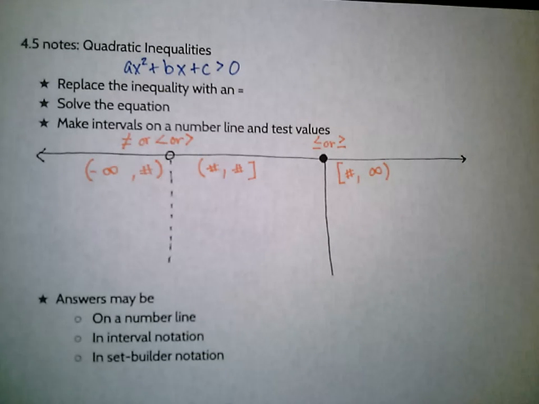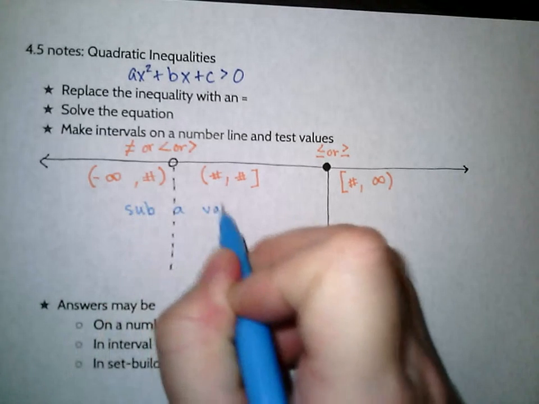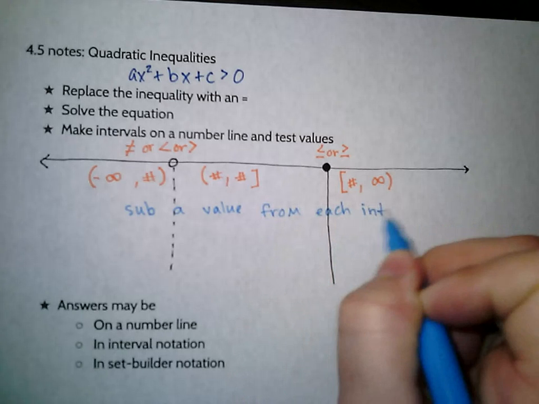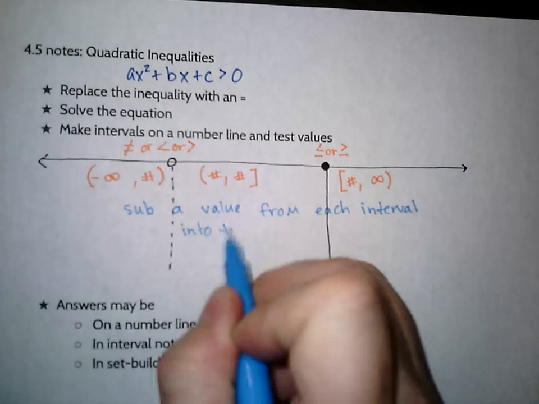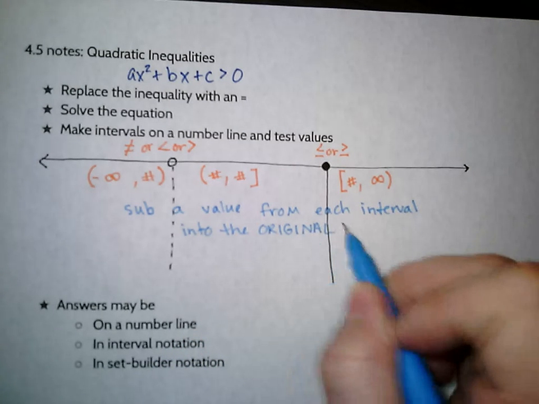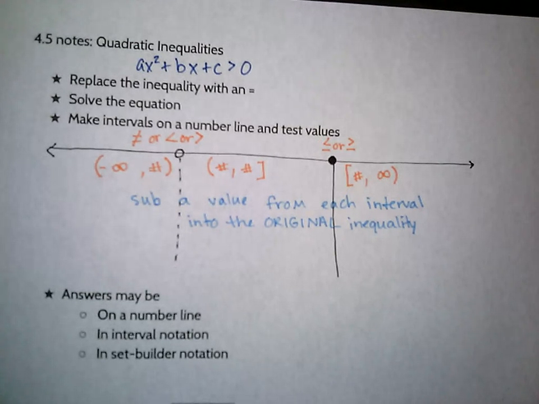Then we're going to test a value in each of the intervals. When you do that, it's very important to make sure that the number you're testing actually is in that interval. That's one of the more common mistakes that I will see. So you're going to substitute a value from each interval. And I will usually recommend that you sub that into the original inequality. That way, if there were any mistakes made along the way, you're not compounding those mistakes by continuing to use something that wasn't correct.